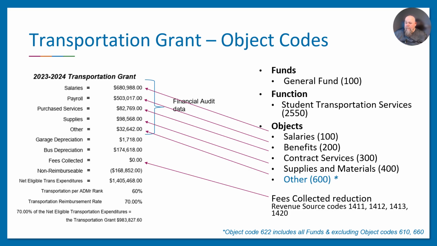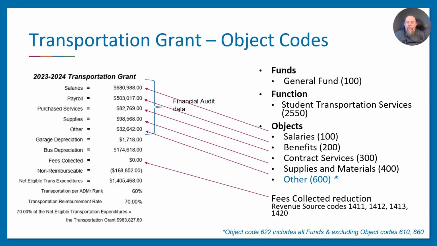Now object 600 is a little bit different because for object 622, which is bus, garage, bus, and capital bus improvement interest, we pull that from all funds because you may be paying for your buses out of a special revenue fund, so we want to make sure that we get all that interest in there. Now, we do not pull from 610, which is your redemption of principal, or from 660, which is depreciation.